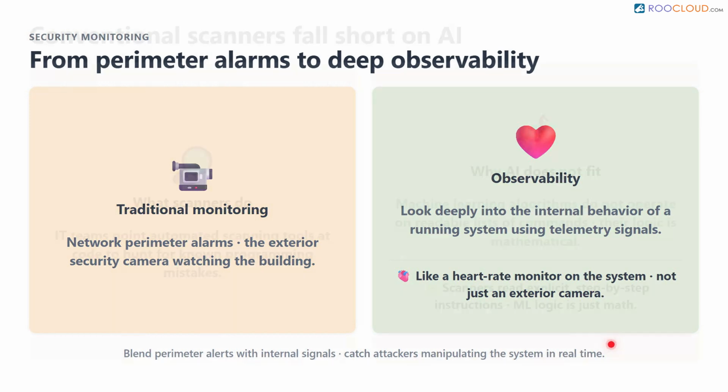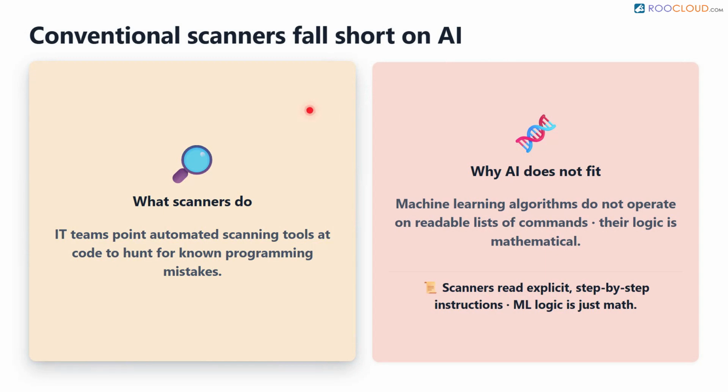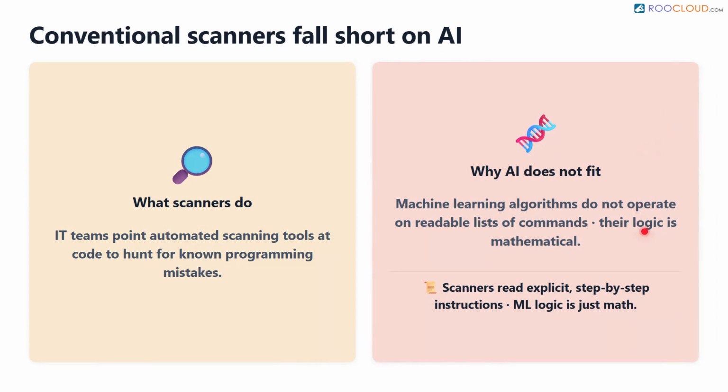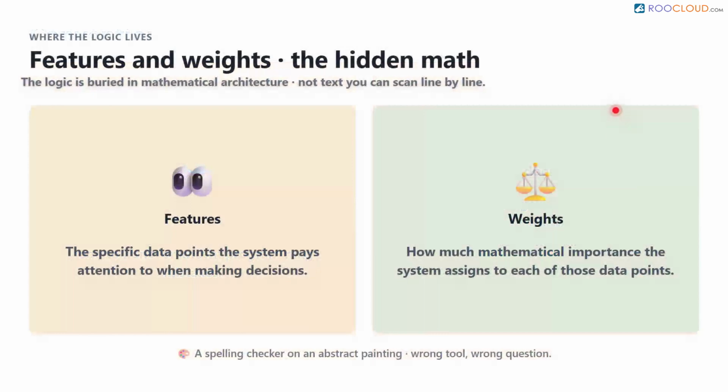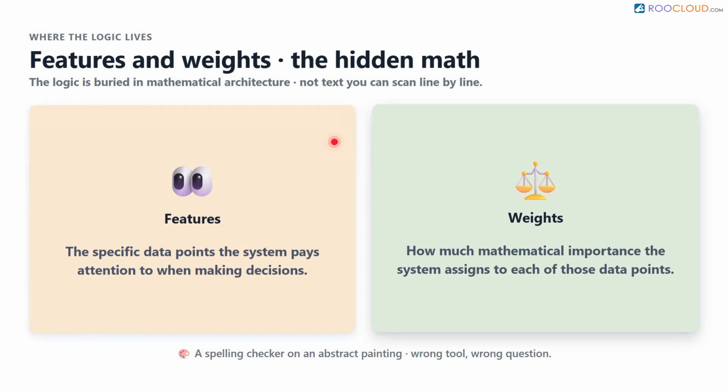Next, we need to examine threat and vulnerability identification. In standard software development, IT teams use automated scanning tools to hunt for known programming mistakes. However, these conventional scanners fall remarkably short when dealing with artificial intelligence. These scanners are built to read explicit, step-by-step written instructions, but machine learning algorithms do not operate on readable lists of commands. Their logic is hidden deep within their mathematical architecture, their features, and their weights. Features are the specific data points the system pays attention to, and weights dictate how much mathematical importance the system gives to each of those points.